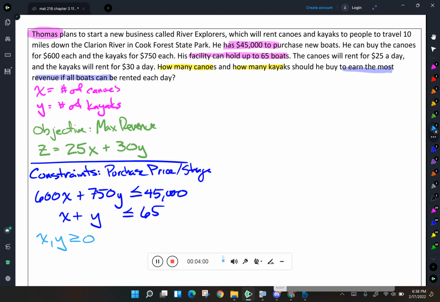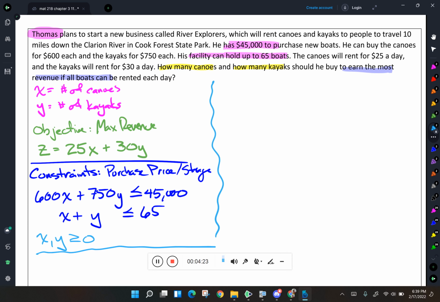And for this problem, it's really clear also that X's and Y's here can't be halves. They have to be whole numbers because it's the number of canoes and the number of kayaks. All right, so now that I've got my constraints and my objective function figured out, I'm going to go ahead and sketch the graph of the feasible region and go from there.